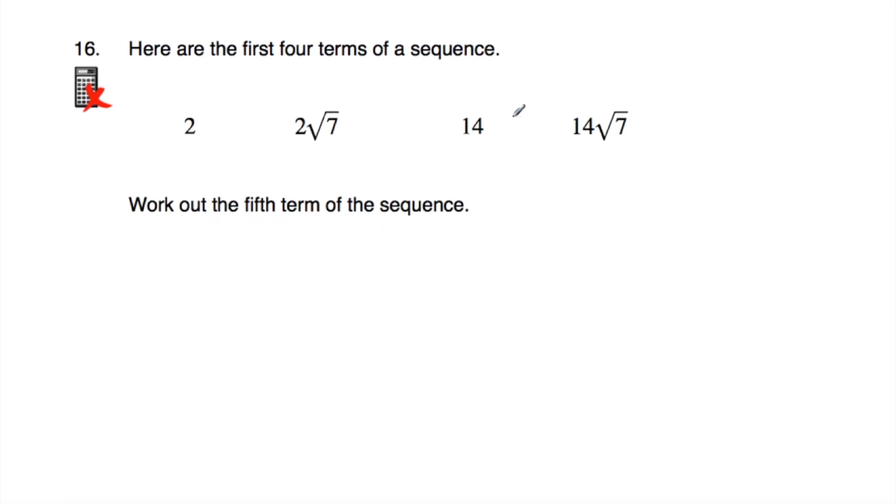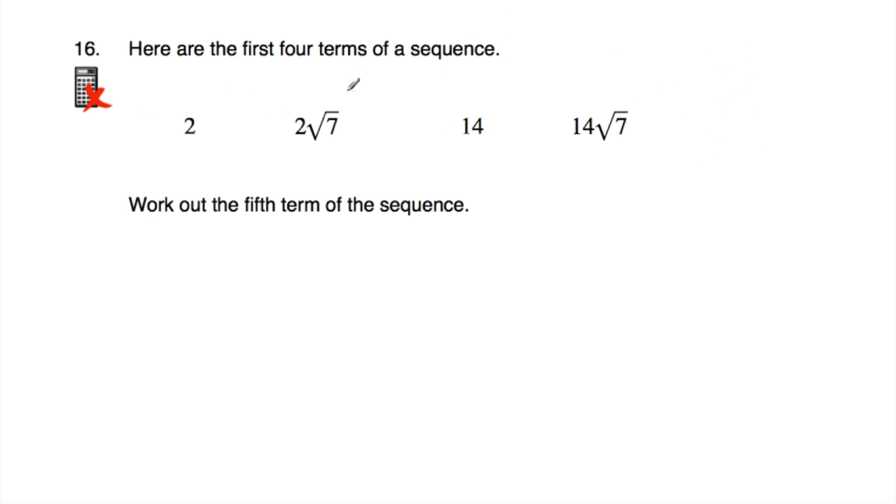Okay, so question number 16, we've got some surds here. It's a non-calculator question. And we're told the first four terms of a sequence: 2, 2 root 7, 14, 14 root 7. And we've been asked to find the fifth term of the sequence. So let's find out what we're multiplying by each time. So we want to find the next term here.